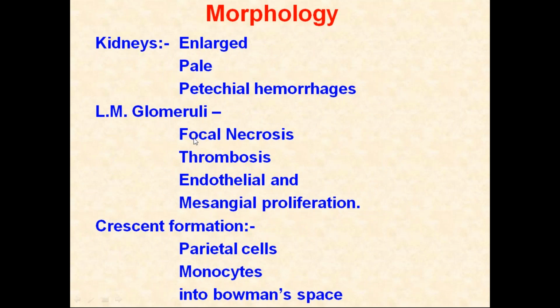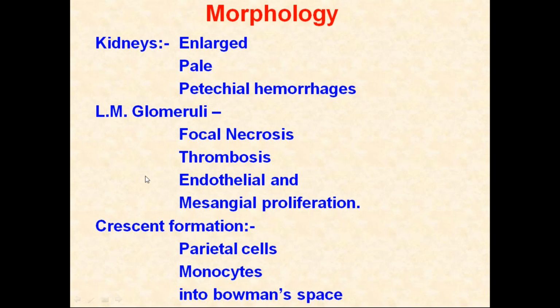What do you see grossly in the kidney? The kidney is enlarged and pale, and you have petechial hemorrhages. Microscopically, you see focal necrosis, thrombosis, and endothelial and mesangial proliferation. And crescent formation, with proliferation of parietal cells and monocytes into the Bowman space.